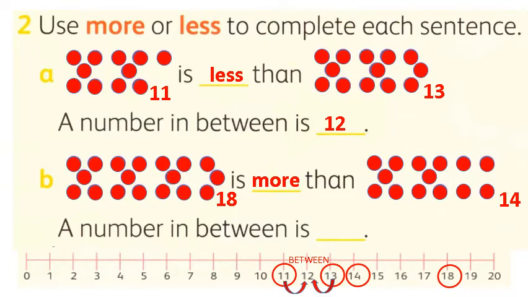A number in between is a number that is more than 14 but less than 18. So a number in between is 15, 16 or 17. I chose 16, but 15 and 17 are right too.